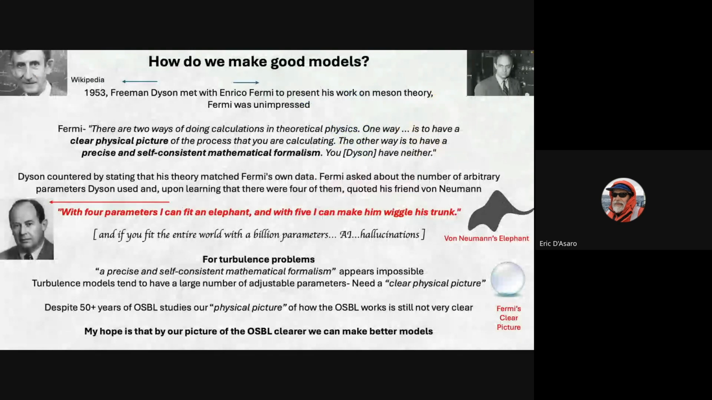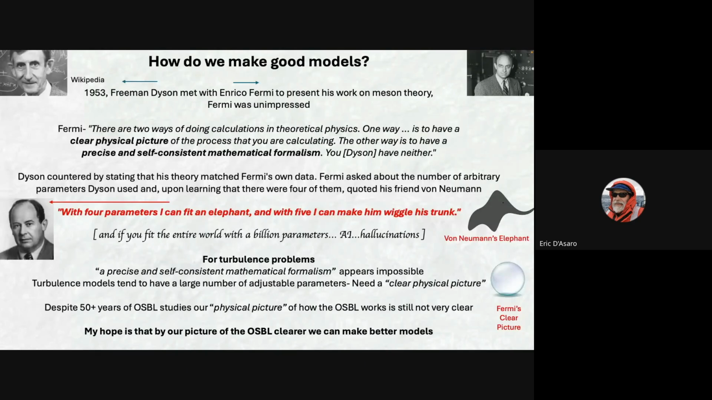And that brings us to the elephants. So how do we make good models of physical systems? It's a good story here, an old hoary physics story. In 1953, Freeman Dyson and Enrico Fermi, both of whom were atomic bomb scientists, had a conversation in which Freeman Dyson met with Enrico Fermi and with some theory, and Fermi said, your theory is wrong.